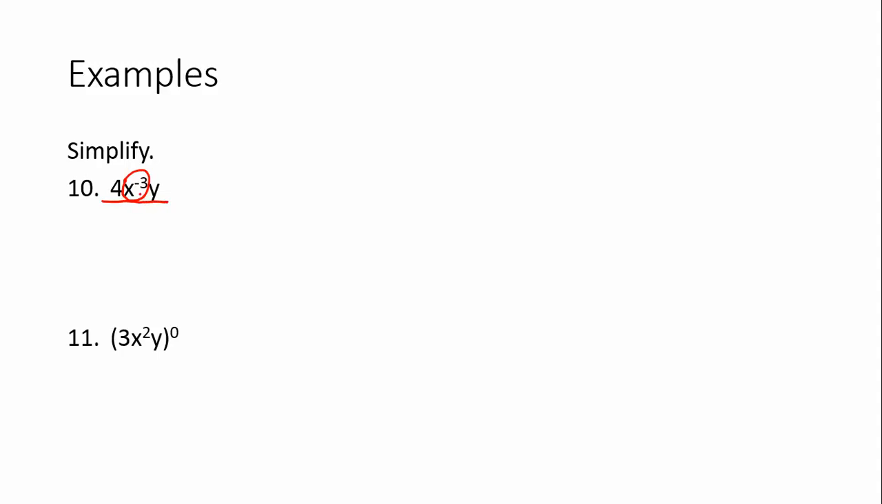Because it's a negative exponent, we need to move that down to the denominator. But only the x gets moved. The 4 and the y stay put in the numerator. So we get 4y over x cubed. Remember, we're making our exponent positive when we move the base with the negative exponent. This answer is simplified. 4 is not raised to a power, so I can't simplify that any further. Each variable only appears once in the answer, and we have all positive exponents.